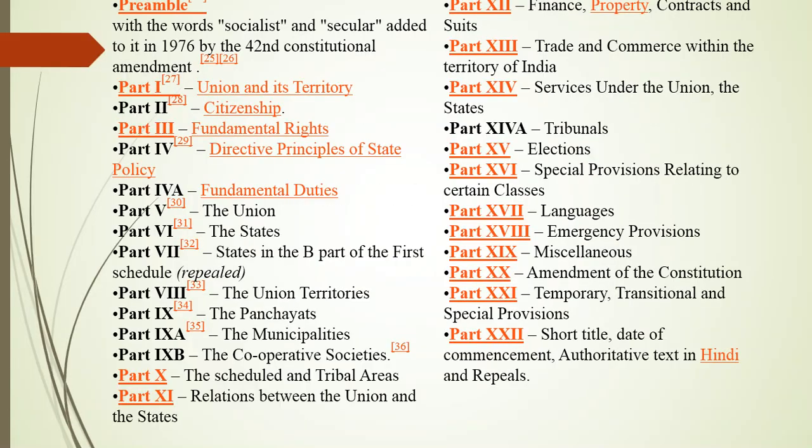So let us have a look at the parts of the Indian Constitution. We have 22 parts, as you can see here. I have copied this from Wikipedia, so I should give the reference of Wikipedia. You can go to Wikipedia, or else you can go through any constitution book. Part 1 talks about the Union and its territory, that means the land of India, and then Part 2 deals with citizenship, and Part 3 is about the fundamental rights. Then comes Part 4 that talks about the Directive Principles of State Policy, commonly known as DPSP.